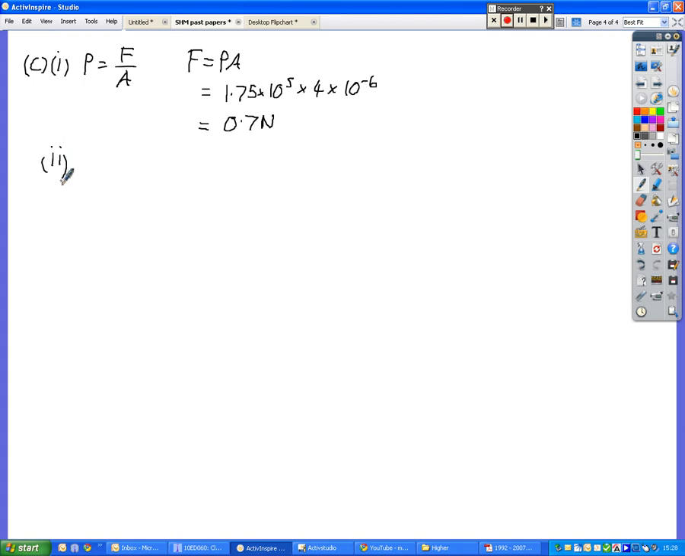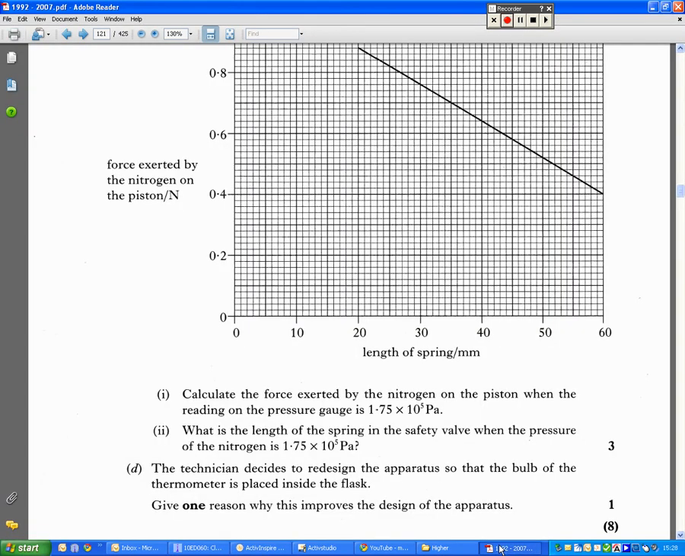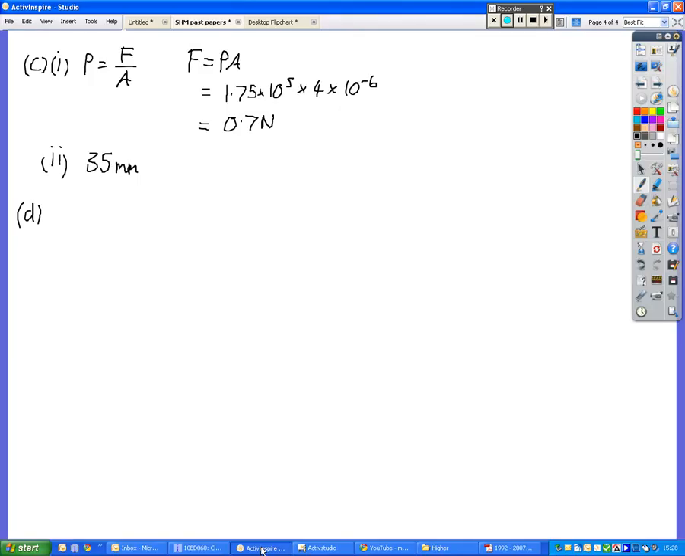Part 2. What is the length of the spring in the safety valve when the pressure of the nitrogen is 1.75 times 10 to the power of 5 pascals? So what you're doing there is looking at the graph and following 0.7 newtons down and getting a length of the spring of 35 millimeters. So it's just simple data interpretation. Last part. The technician decides to redesign the apparatus so that the bulb of the thermometer is placed inside the flask. Give one reason why this improves the design of the apparatus. It's because the thermometer is now measuring the temperature of the nitrogen directly.